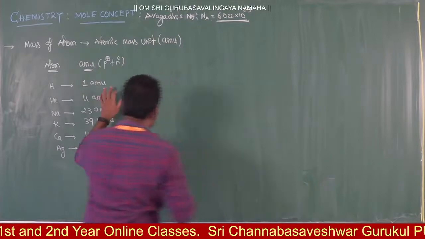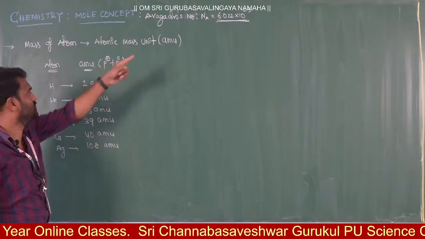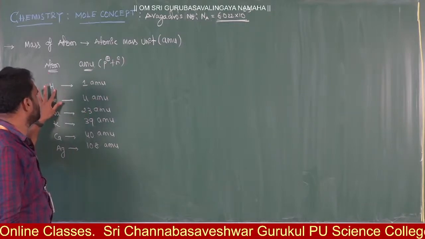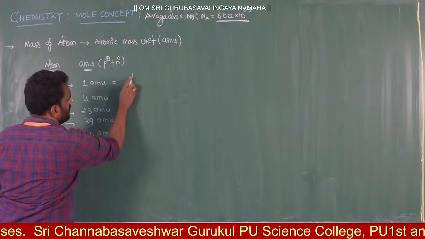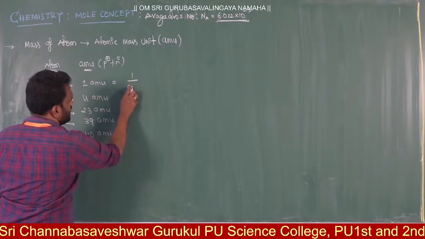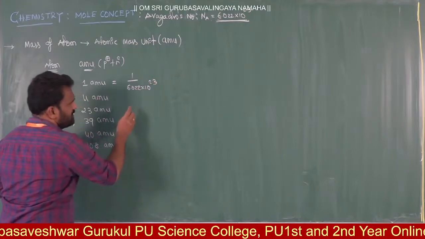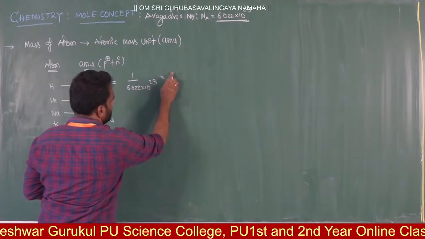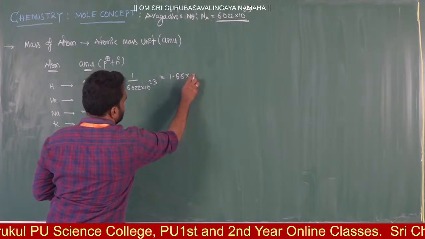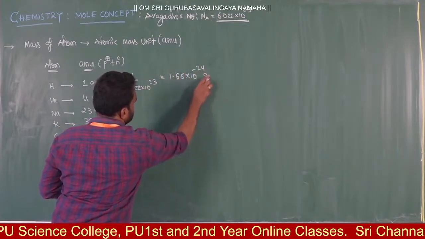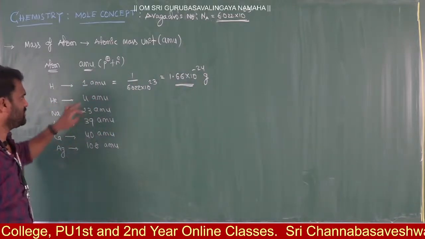Okay, right. Now the weight of 1 atom equals 1 AMU. Then what is that in grams? If you want to convert to grams, you take 1 divided by 6.022 × 10^23. So what do we get here? 1.66 × 10^-24. This is in grams. You will get grams.